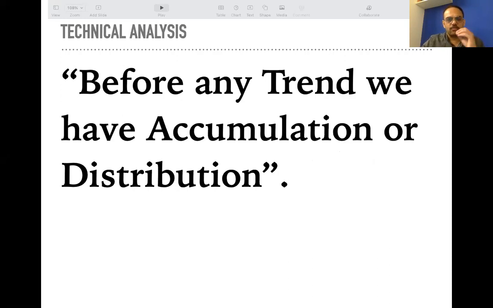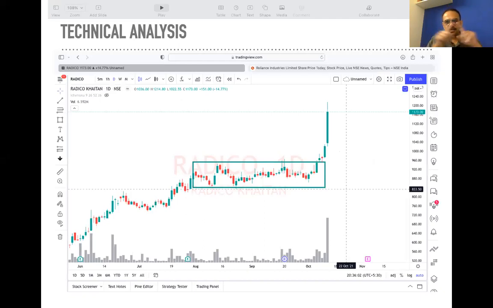I'll show you. So what is accumulation? You can see the price movement, the candlesticks within the rectangle, right? Can I have a yes, if you can see that price movement in the triangle? Yes. So that is the accumulation phase. Before the trend starts, at the end of that rectangular green box, the price jumped.